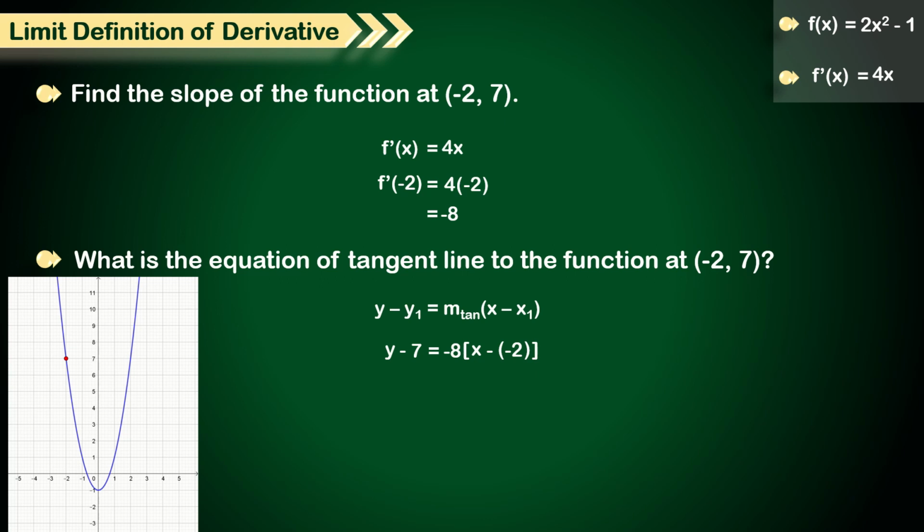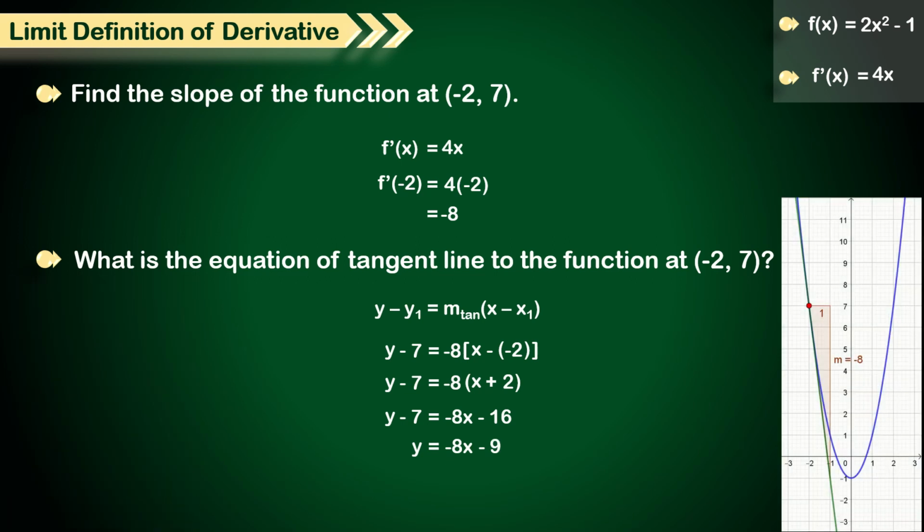Simplify the right side of the equation. We have y minus 7 is equal to negative 8 times the sum of x and 2. Distribute negative 8 to each term of x plus 2. Y minus 7 is equal to negative 8x minus 16. Then, add 7 to both sides of the equation. Simplify. We have y is equal to negative 8x minus 9.